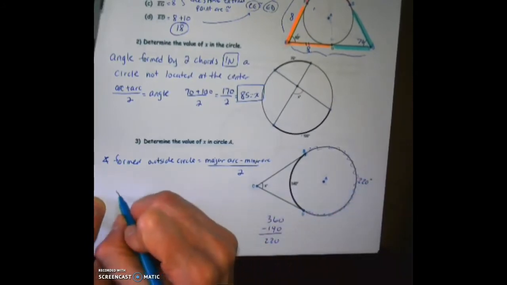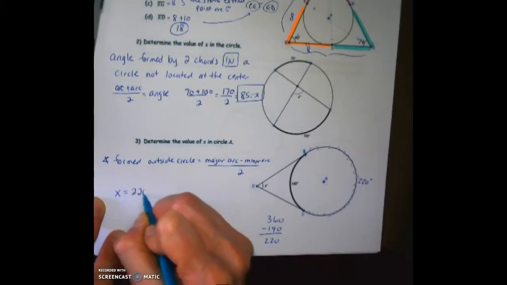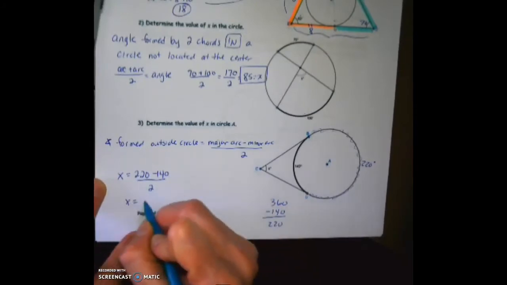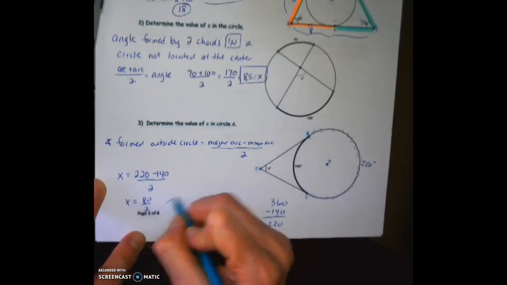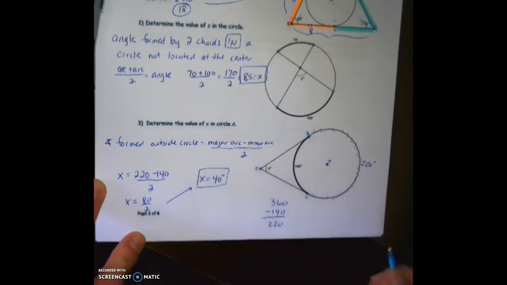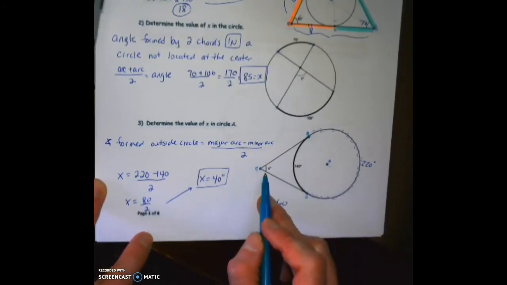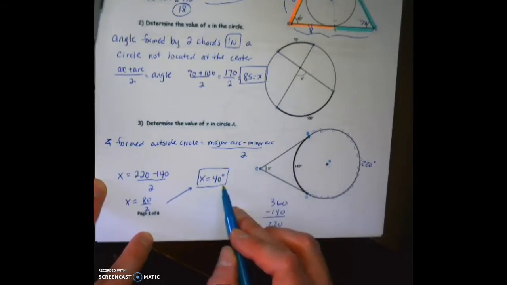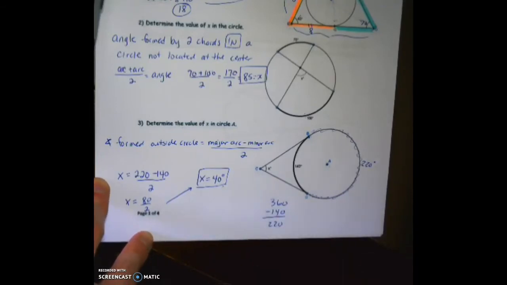So to find x, we're going to take 220, subtract 140, and divide that by 2. So that becomes 80 divided by 2. So the angle of x is equal to 40 degrees. This is a special angle. It's an angle formed by 2 tangents, and it's supplementary to the minor arc. So you could have done 180 minus 140 and still gotten the same answer. So a lot of different ways to do these problems. You just have to show all your work.